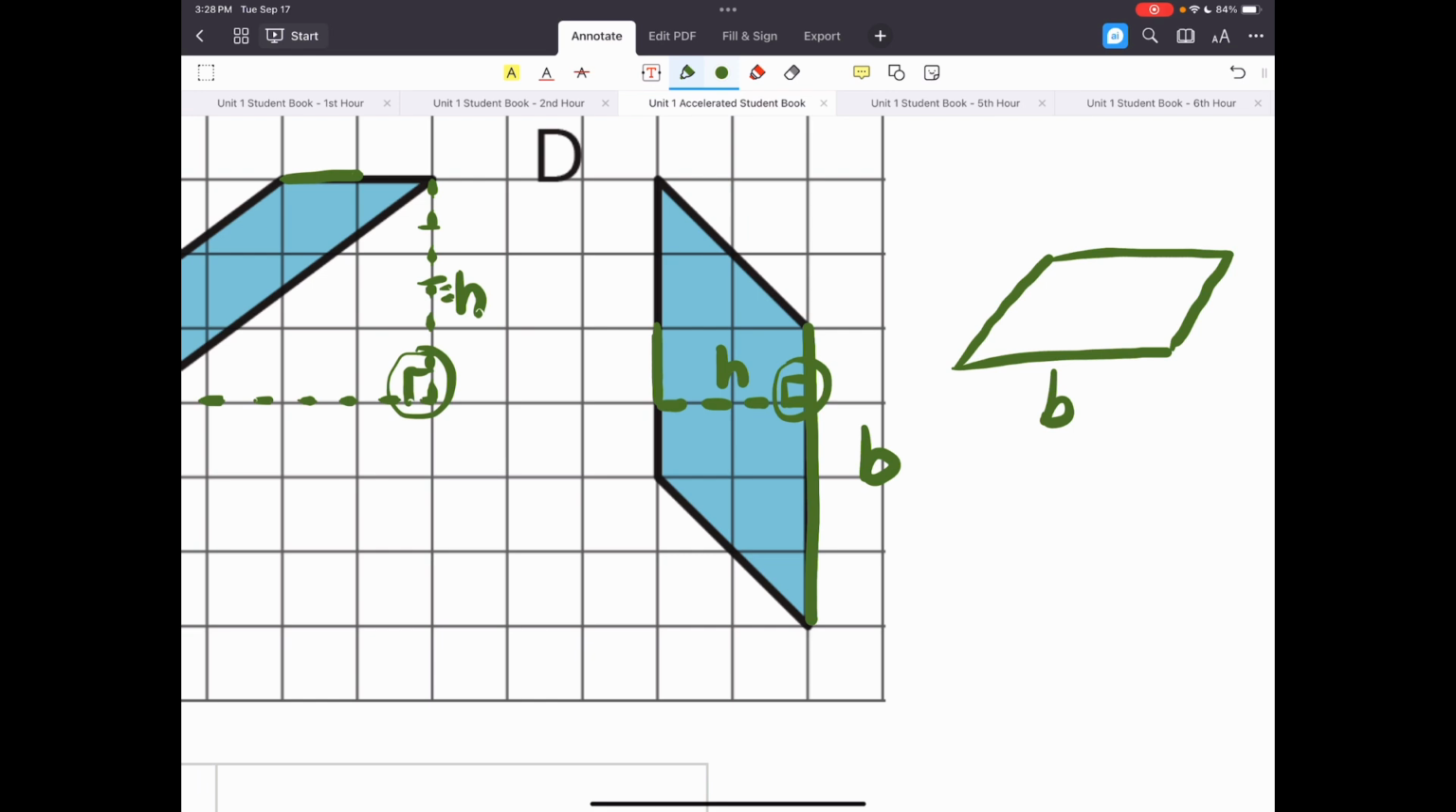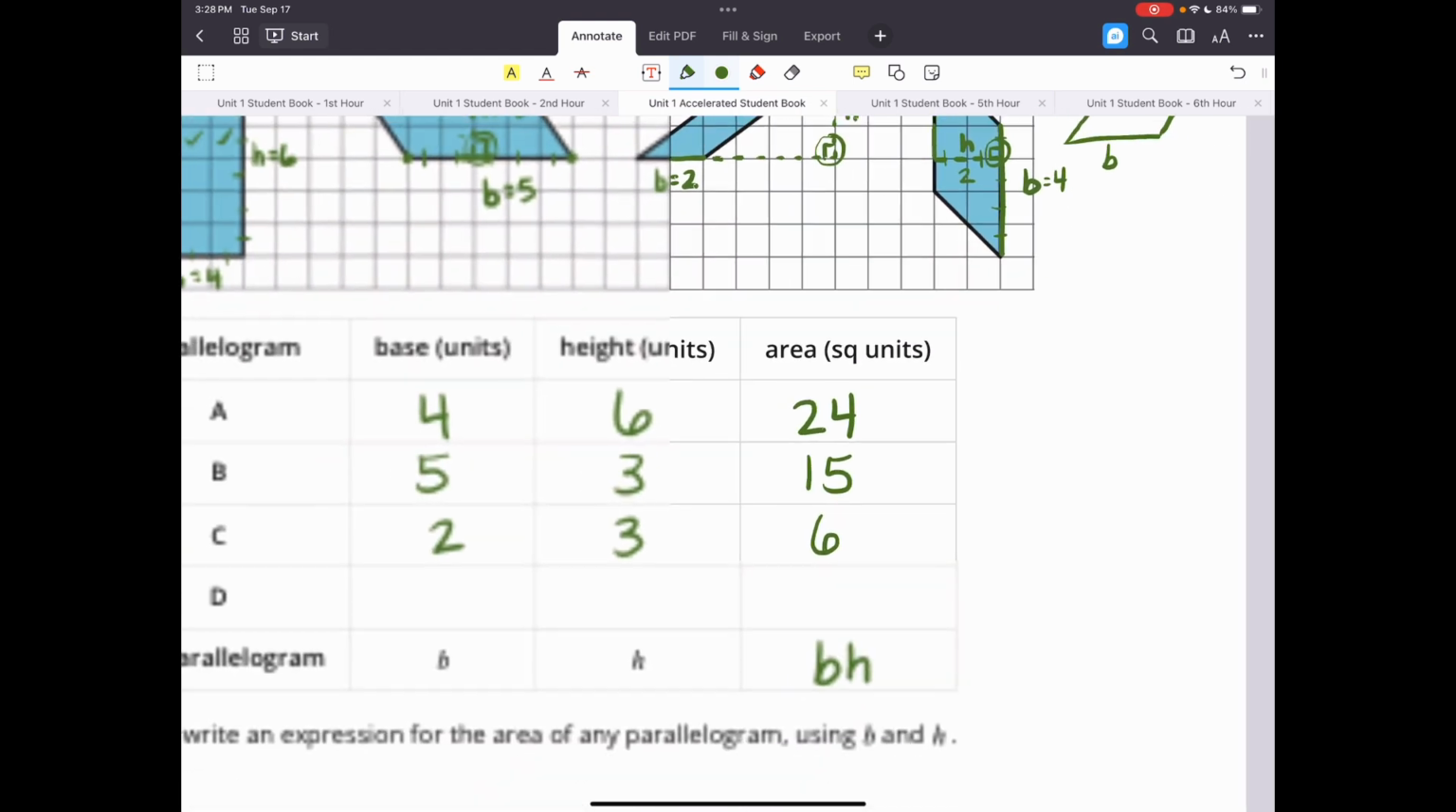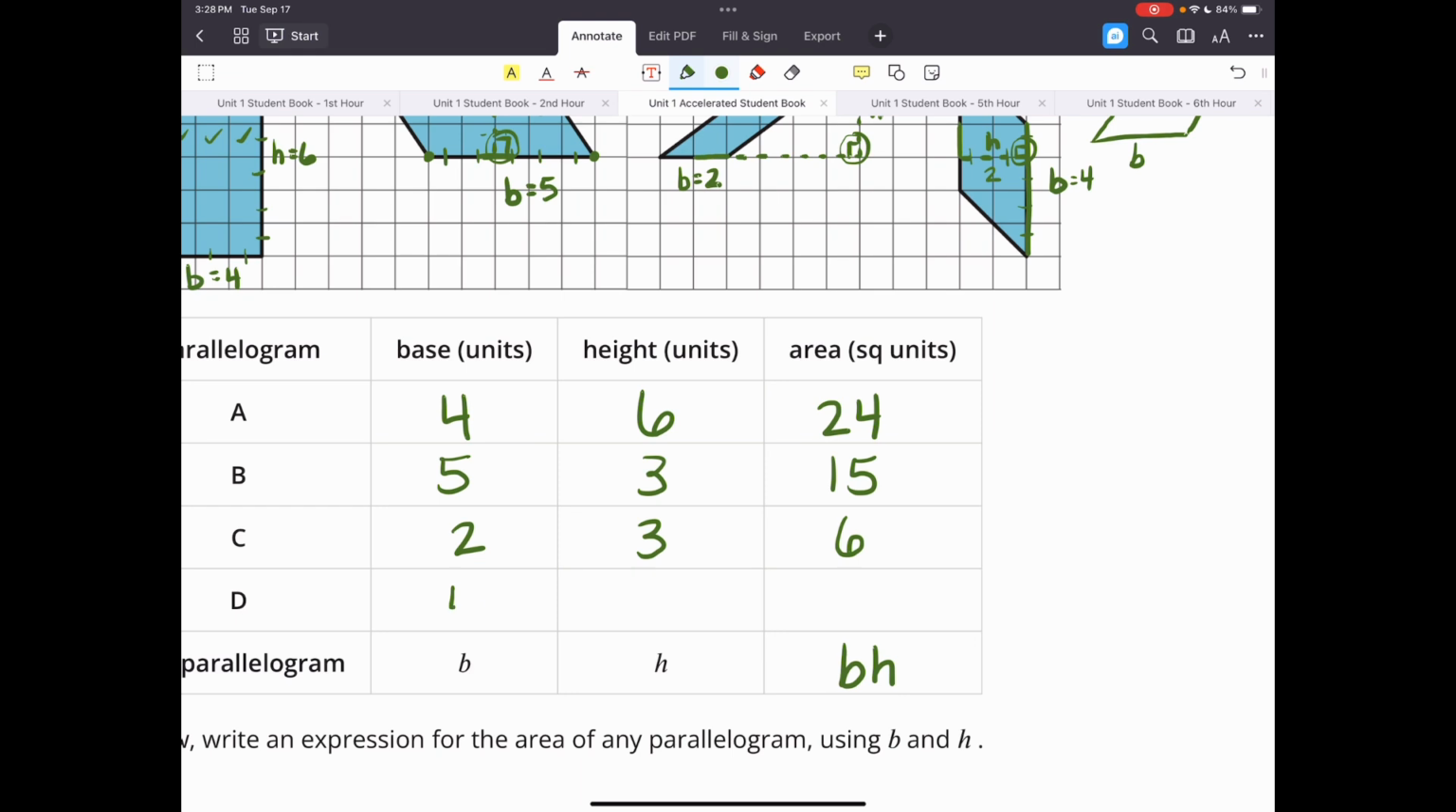So now that I've figured out what's my base, 1, 2, 3, 4, and my height is 1, 2, I can plug that in to find my area. So 4 for the base, 2 for the height, 4 times 2 is 8.